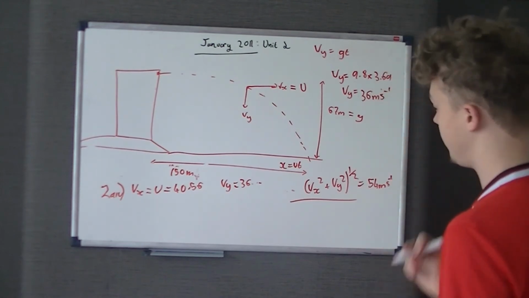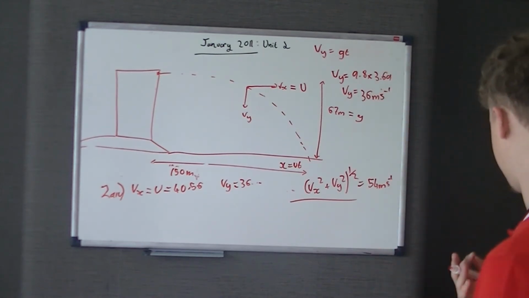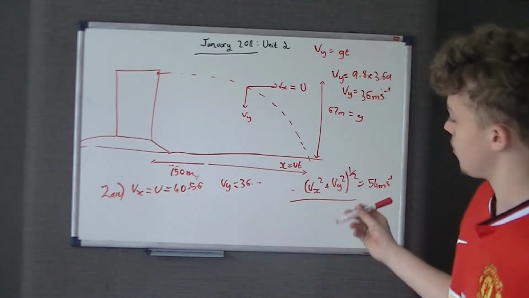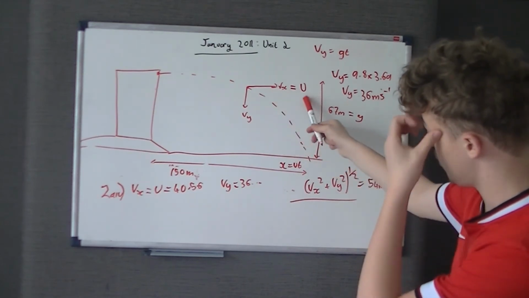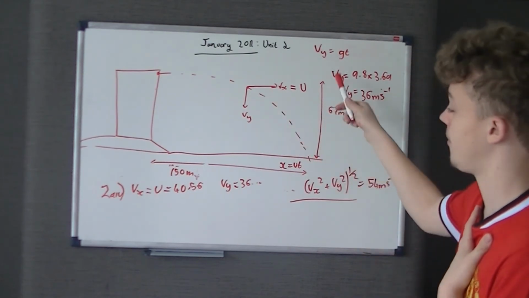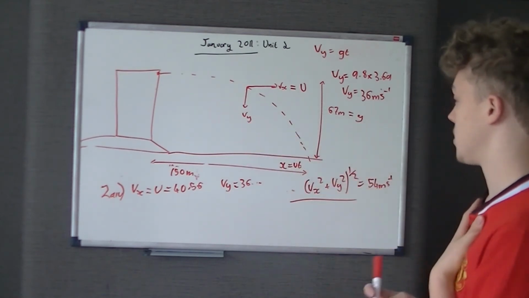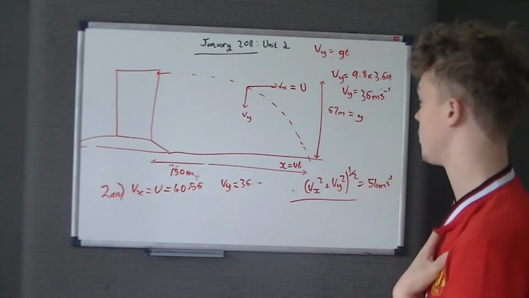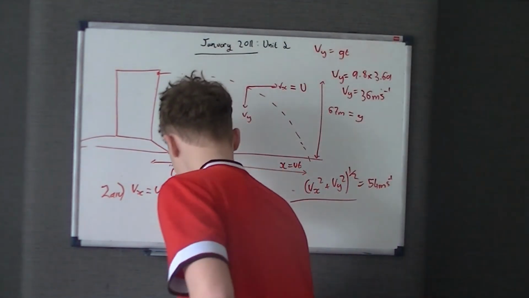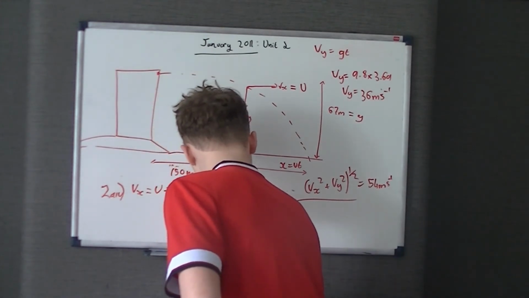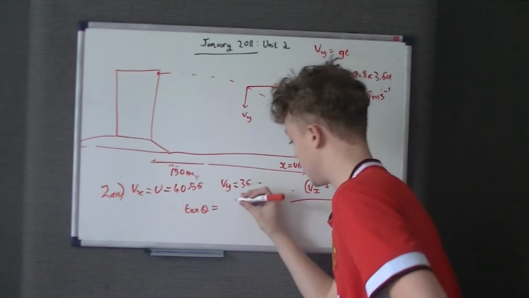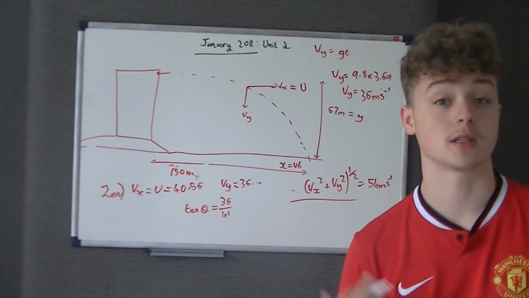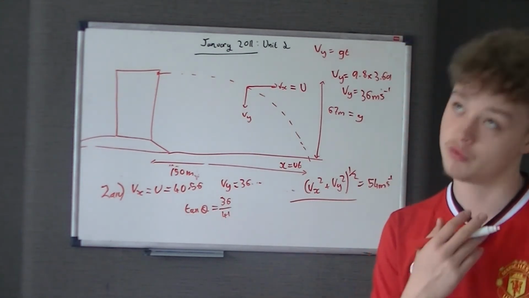Now what we've not done is find the angle, which it wants us to do. So these are our two velocities. Our velocity Vx, when it hits the ship, is 40.56, and this is 36. We could use tan, because we haven't got the hypotenuse. So it's basic trigonometry. Tan theta equals 36 over 41. Obviously, it's not 36 over 41, it's 36 point something over 40 point something.